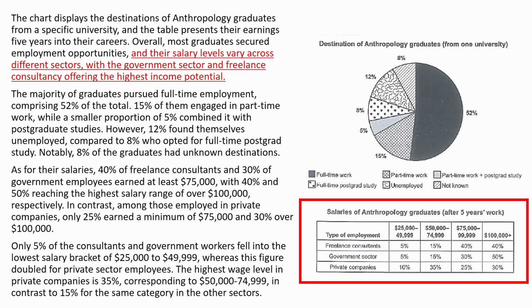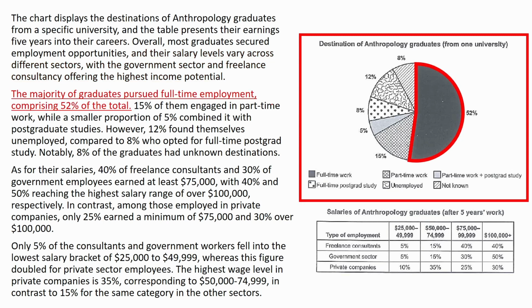Now, I will start with the pie chart, and I will mention the points one by one. The majority of graduates pursued full-time employment, comprising 52% of the total. Now, the next two that I grouped. 15% of them engaged in part-time work, while a smaller proportion of 5% combined it with postgraduate studies. Now, the next two. However, 12% found themselves unemployed, compared to 8% who opted for full-time postgrad study. Opt means choose. And the last one, notably, 8% of the graduates had unknown destinations.